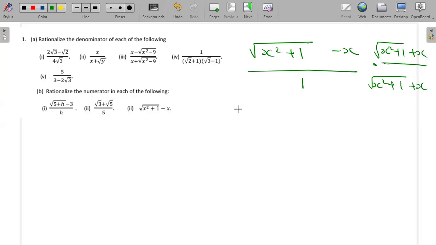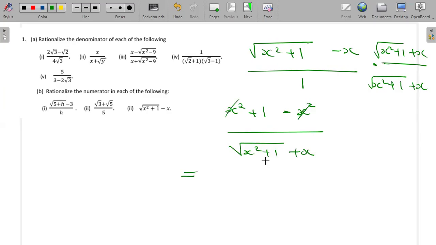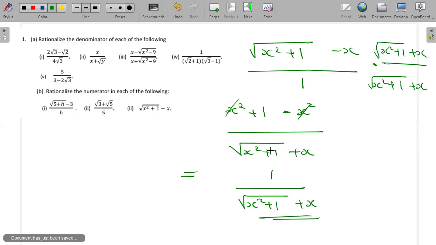Then you have on top, you're just going to have x squared plus 1, then minus the x squared. Then over, down there, that would be square root of x squared plus 1 plus x. And this gives us, so this and that subtract, and you have 1 over the square root of x squared plus 1 plus x. Okay, and just like that, you've rationalized the numerator.